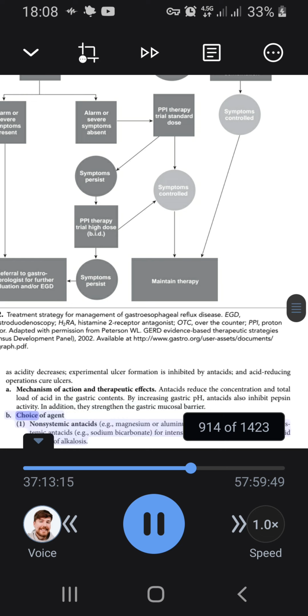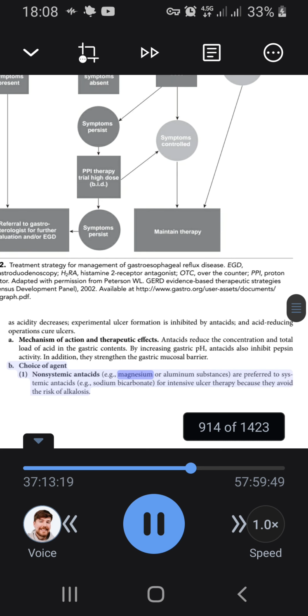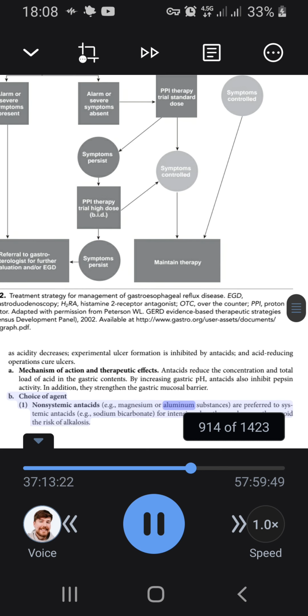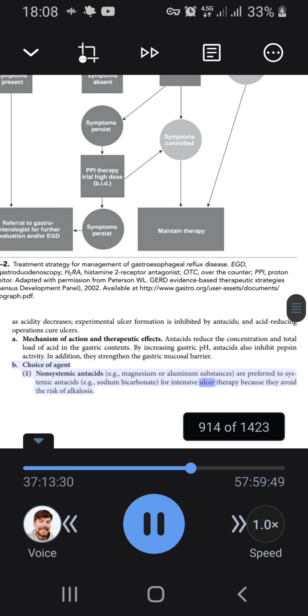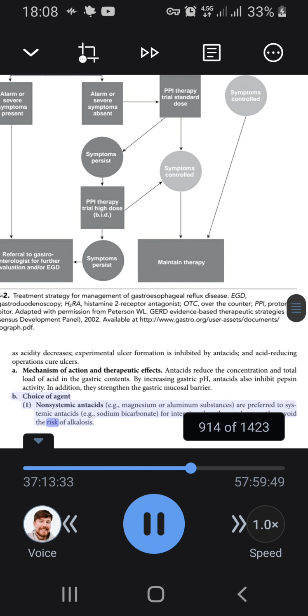B. Choice of agent. 1. Non-systemic antacids, for example, magnesium or aluminum substances, are preferred to systemic antacids, for example, sodium bicarbonate, for intensive ulcer therapy because they avoid the risk of alkalosis.